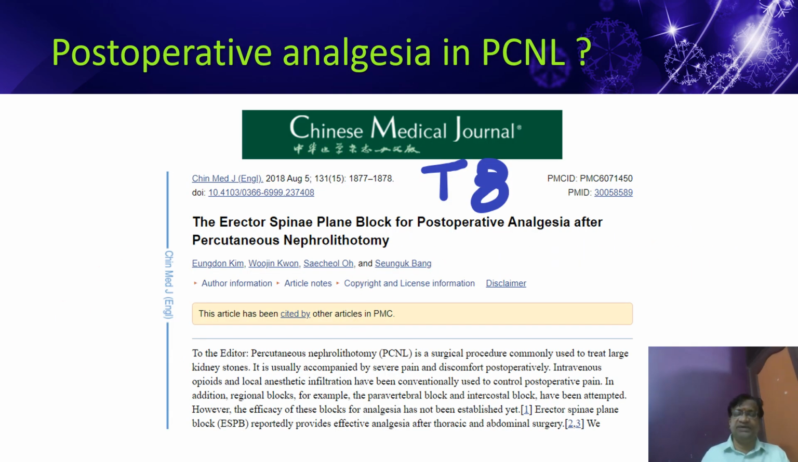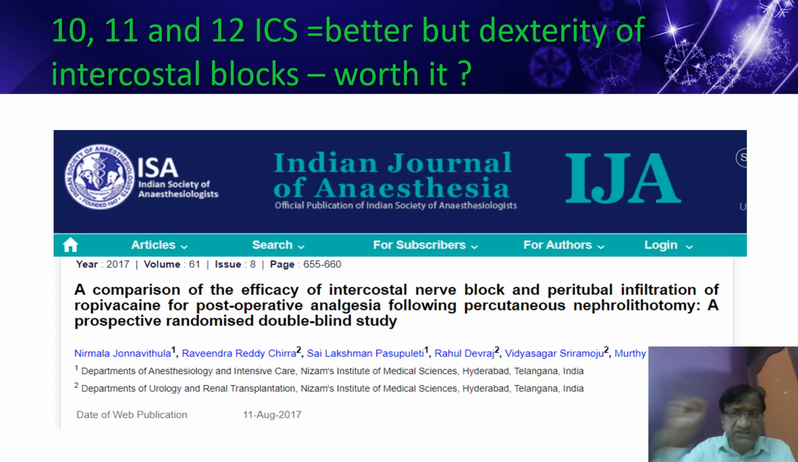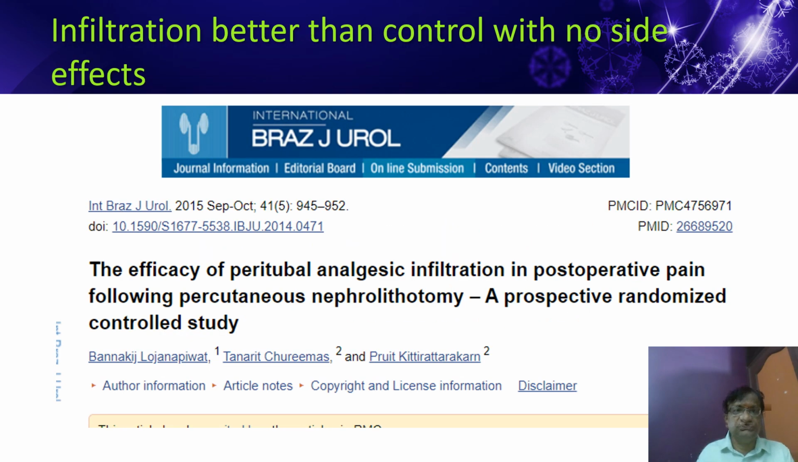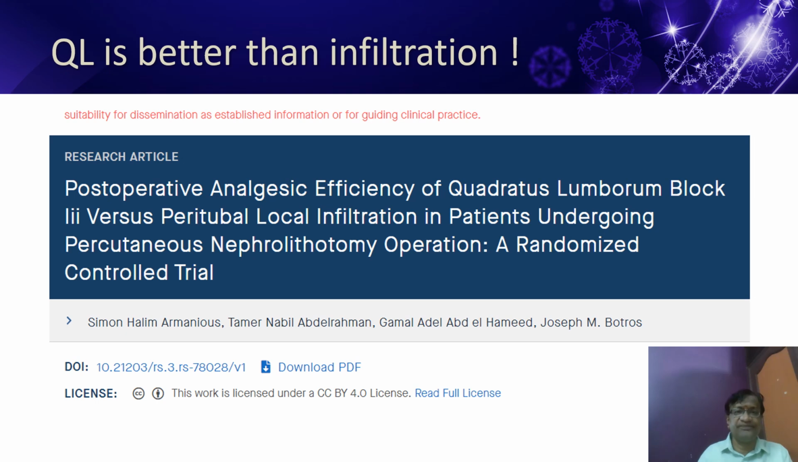Now we will go to the postoperative analgesia in PCNL. There are a lot of things. Erector spinae blocks for postoperative pain relief. Intercostal nerve block, but dexterity, we should know where we are, we should know the pleura, everything. Paravertebral block is better than so-called tramadol. And infiltration is always better. So give an infiltration if you are not good in giving paravertebral blocks. QL is better than infiltrations.